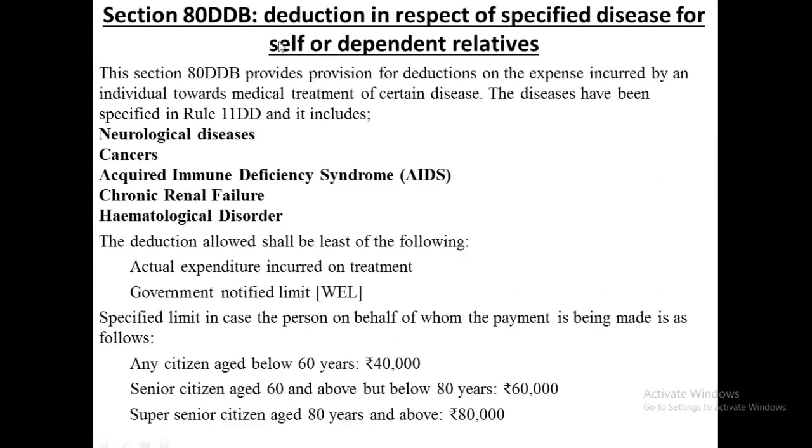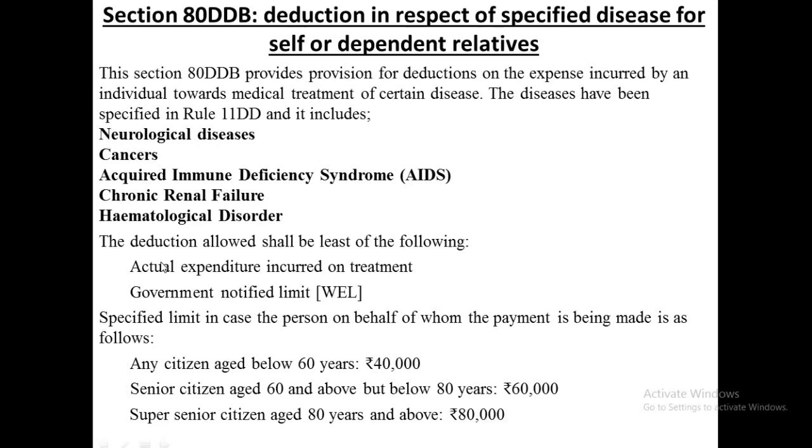Next, 80DDB, deduction in respect of specified diseases for self or dependent relatives. This section 80DDB provides for deductions on the expenses incurred by an individual towards medical treatment of certain diseases. The diseases have been specified in Rule 11DD and include neurological diseases, cancers, acquired immunodeficiency syndrome, AIDS, chronic renal failure, and hematological disorders. So if the assessee himself or his dependents are suffering from any of these diseases, the assessee can claim deductions under section 80DDB.